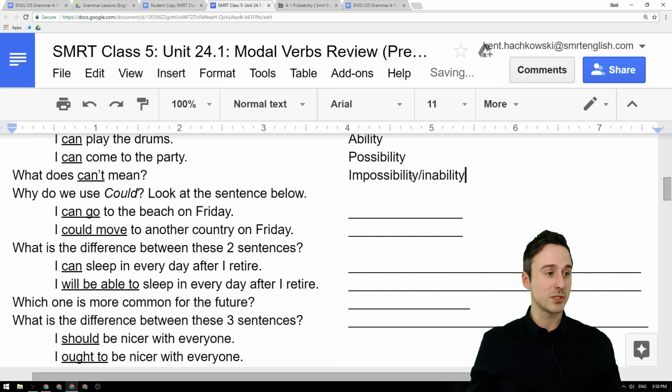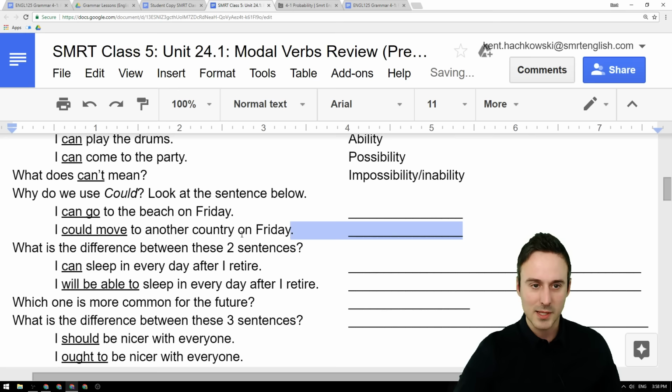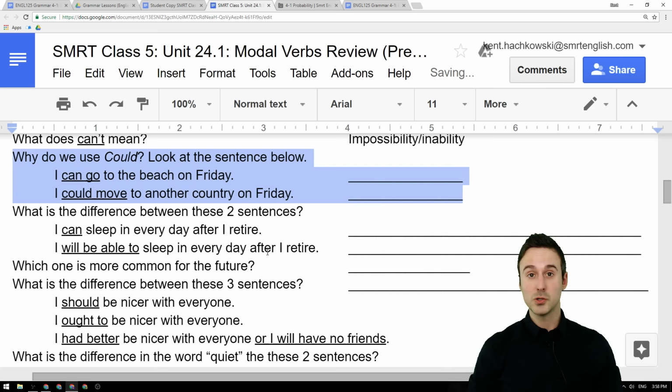All right, now we're going to get into a little bit more. Tell me about this. So if you guys were pretty good at that part, let's see if you got this one. Why do we use could? Look at the sentence below. I can go to the beach on Friday. I could move to another country on Friday. Now, the second sentence might sound weird. So give me a little explanation. Explain it to me like a teacher might explain it. What's the difference between those two sentences?